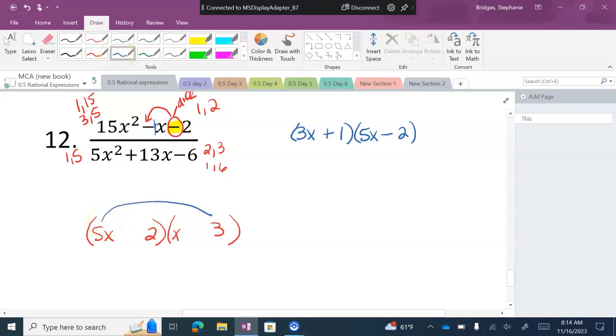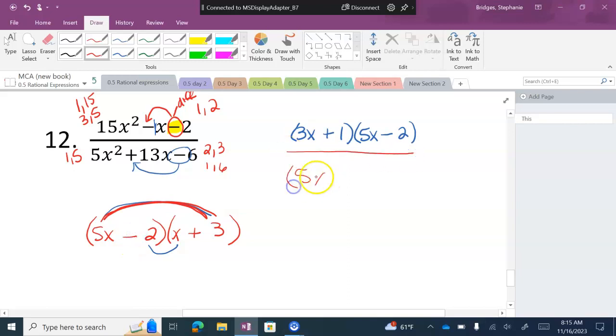What does that give me? 15. And what does that give me? 2. Does 15 and 2 subtract to give me 13? It does. I need different signs, and then I need my bigger number to be positive. So that 15 needs to be positive. So where's that going to go, in front of the 2 or the 3? Where did I get 15? From multiplying 5 times 2 or 5 times 3? So I got to put the plus there, which means the minus goes there.